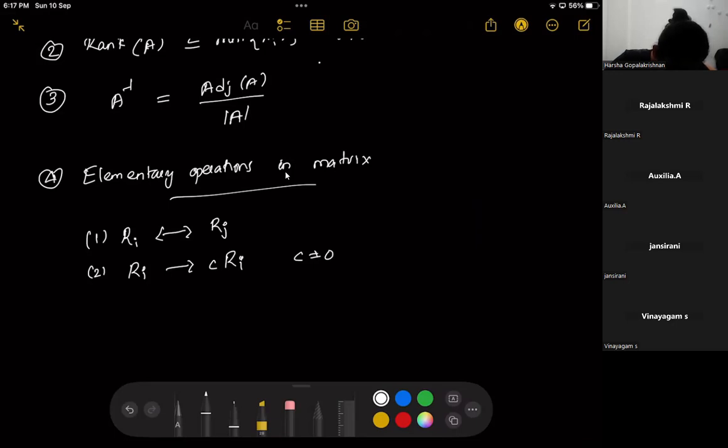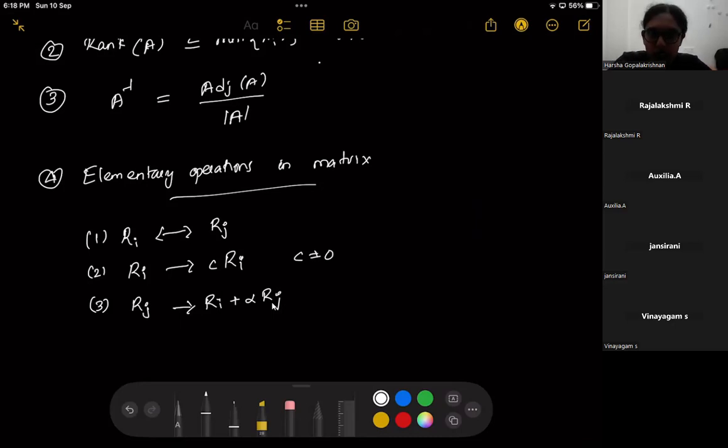And the third operation is the jth row Rj changing to Ri plus alpha Rj. What it actually means is just the sum of two rows. Rj, first we multiply with the scalar alpha, alpha Rj, plus the ith row we are adding. So this is another elementary operation.